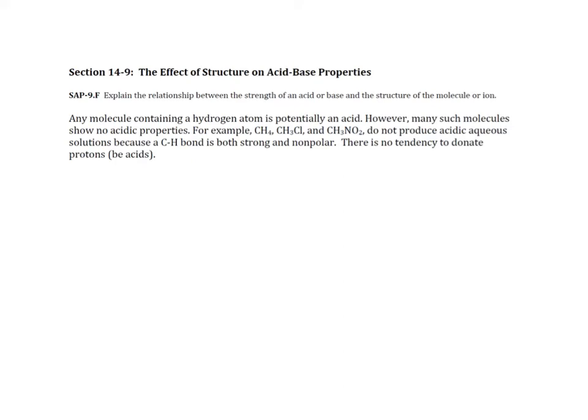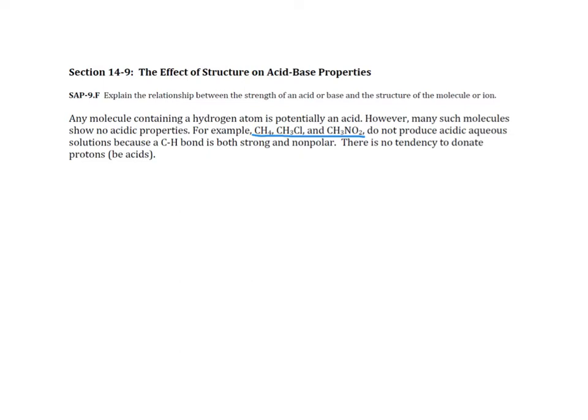In this lesson, we'll discuss sections 9 and 10 of chapter 14. Section 9 is the effect of structure on acid-base properties. Potentially, any molecule that contains a hydrogen atom could be an acid. However, there are some that just aren't. For example, these molecules here have hydrogen, but they are not acidic.